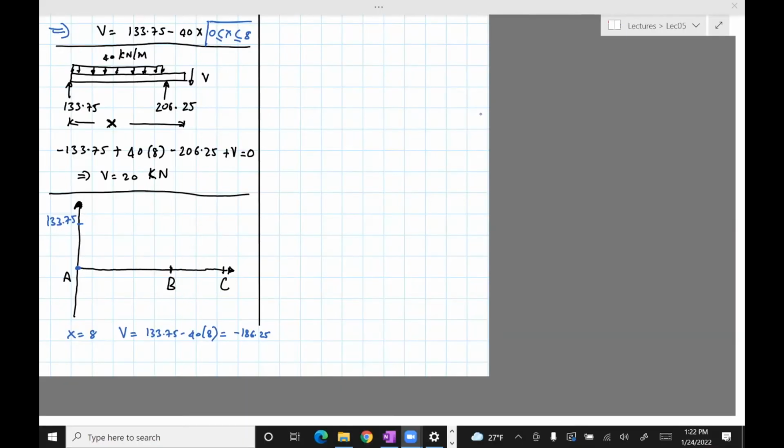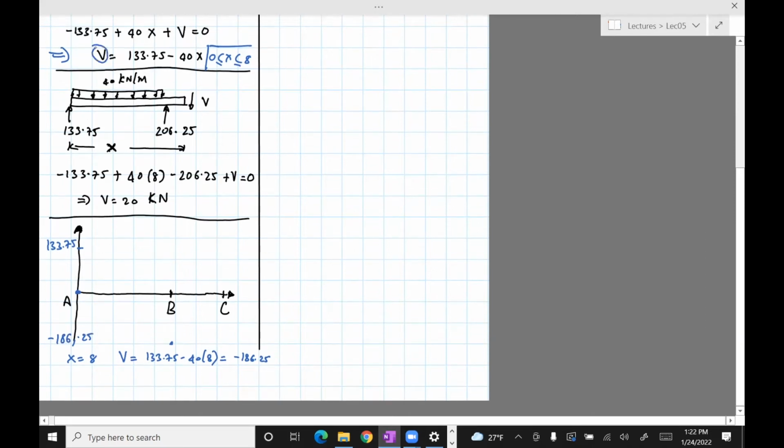Okay, so at x equals 8, VB equals 186.25, which means that the shear force here is negative, minus 186.25. And so you can see that the equation for V here is a function of x, which means it's a straight line. So if I have 2 points, I can join those 2 points using a straight line. So I just join those 2 points.